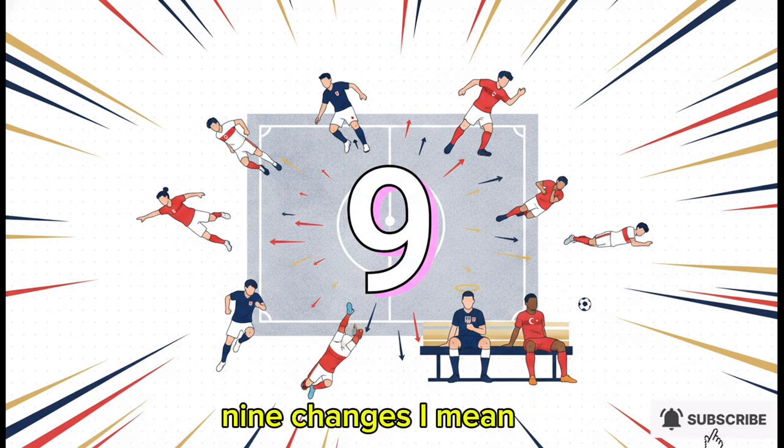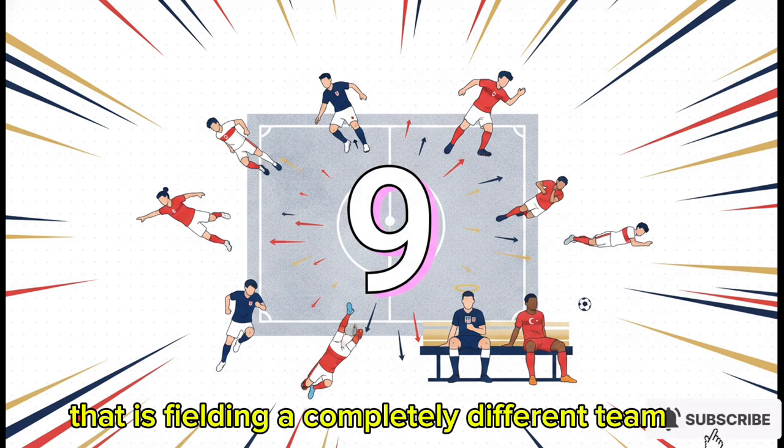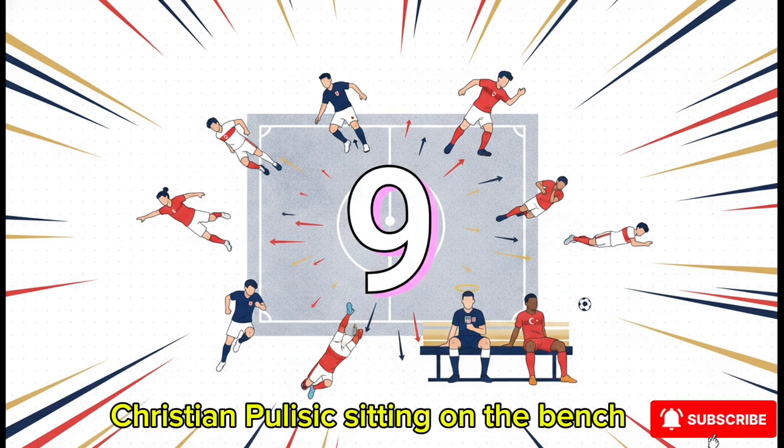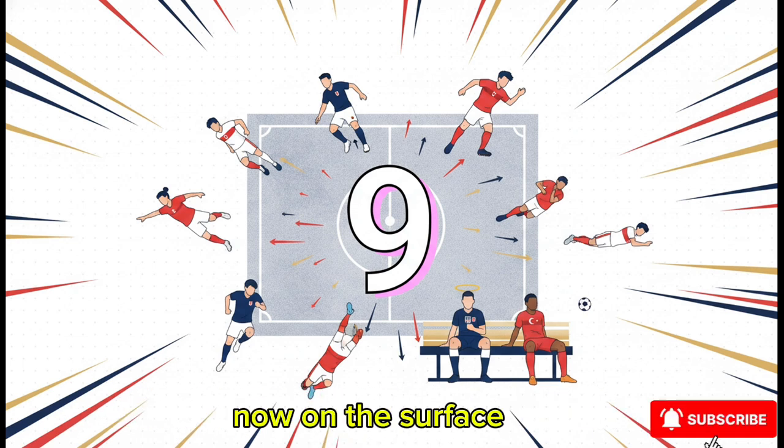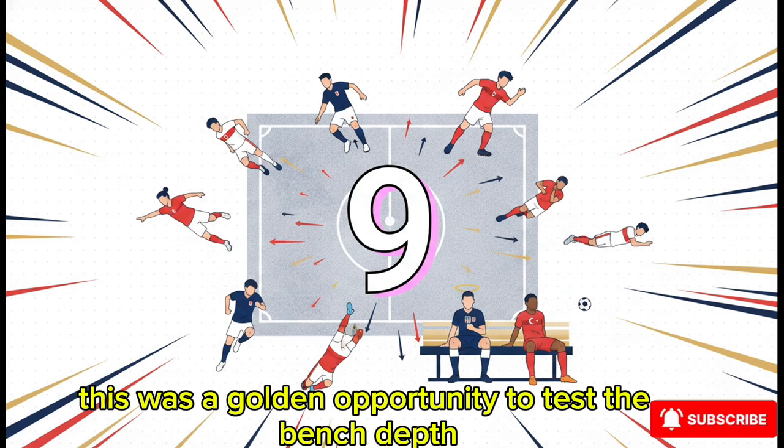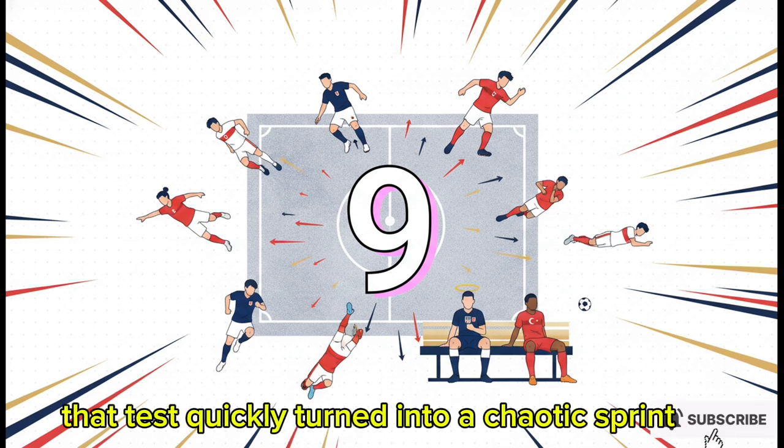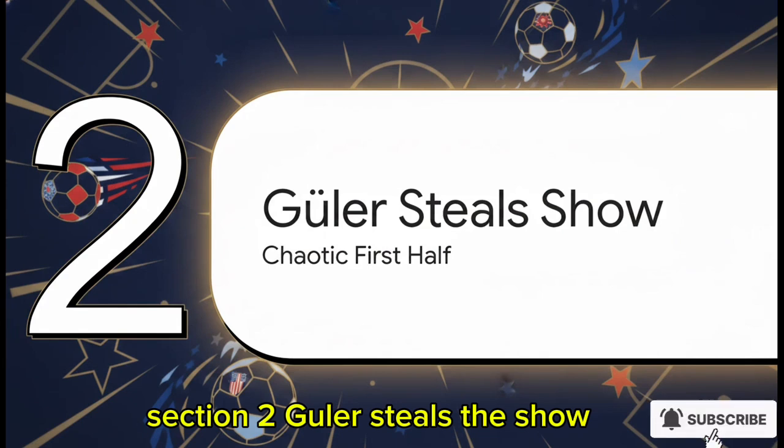9 changes. That is fielding a completely different team, and it meant leaving their absolute superstar, Christian Pulisic, sitting on the bench. Now, on the surface, this was a golden opportunity to test the bench depth, but as we're about to see, that test quickly turned into a chaotic sprint. Section 2. Guler steals the show.